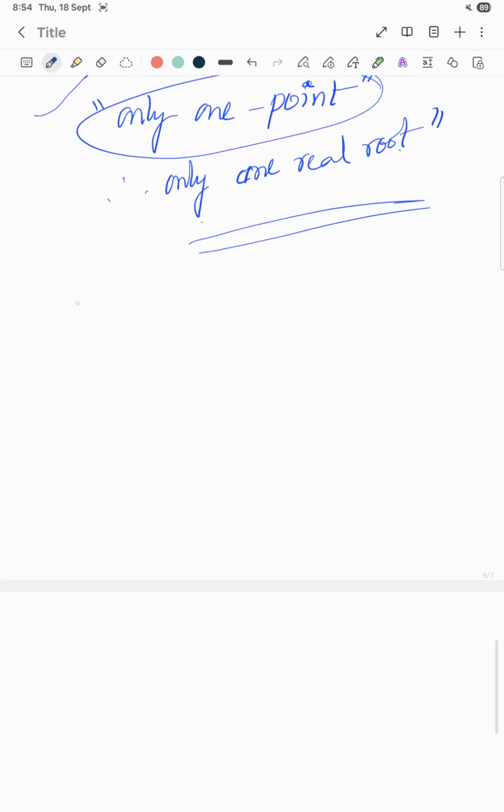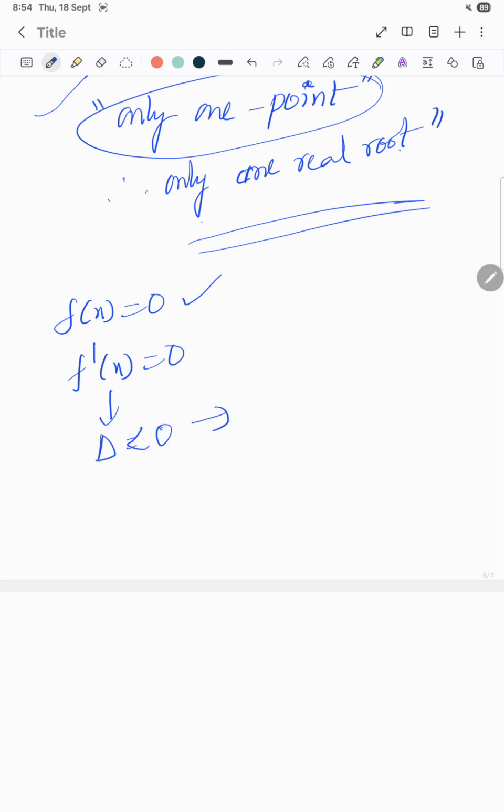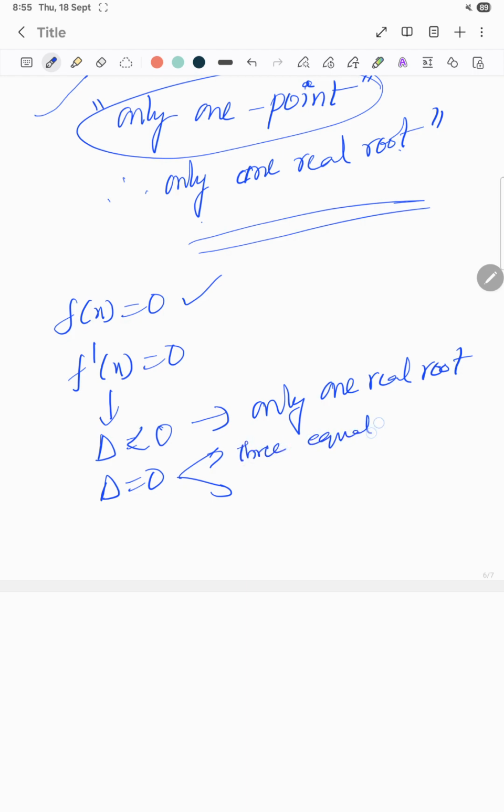See, f of x equal to 0 is a polynomial equation. Let us find f dash of x equal to 0, and then for this you find the discriminant. If the discriminant is less than 0, you should remember that there is only one real root. If the discriminant is equal to 0, there are two cases: 3 equal roots, or at least one real root.